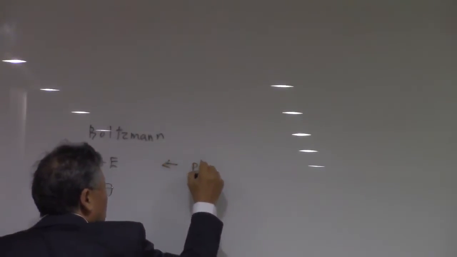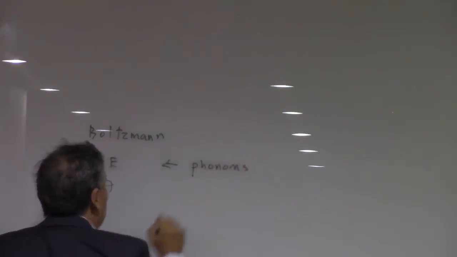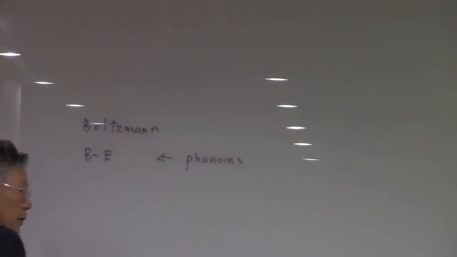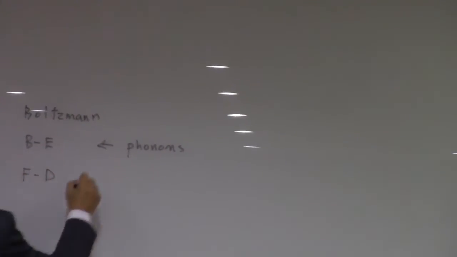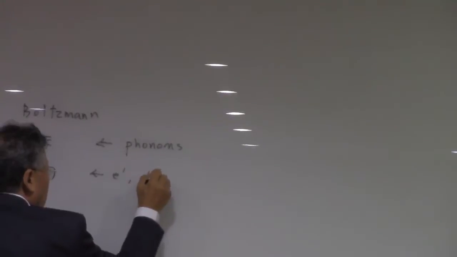As you may know, we have many statistics used for the electrical properties of materials. The typical one is the Boltzmann statistics, and Bose-Einstein statistics. That is related to the phonons, right? And for electrons and holes, we have Fermi-Dirac statistics. Okay, that is for electrons and holes.